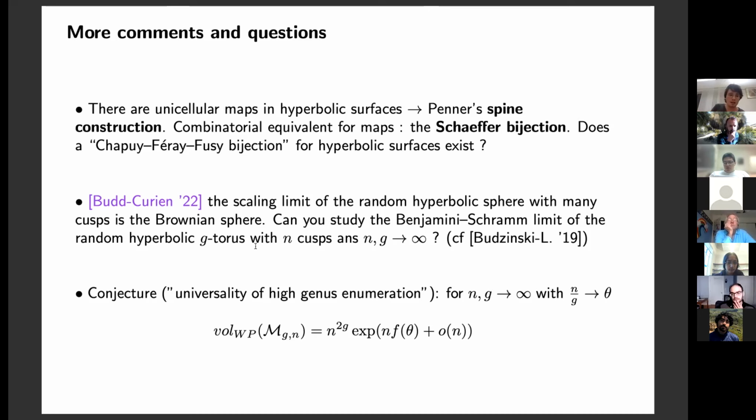The second thing I want to mention is that Budd and Curien showed very recently that if you take the random hyperbolic sphere, but now with a lot of spikes, a lot of hyperbolic cusps, and you rescale it, you get the Brownian sphere. So the same scaling limit as the maps of the sphere. This is a first result towards this universality concept that maps and hyperbolic surfaces in the limit behave a bit the same. This is proven. This is not a conjecture. This is something solid.